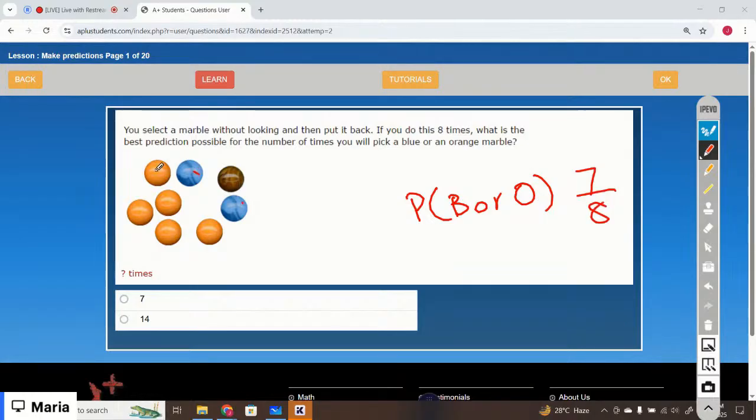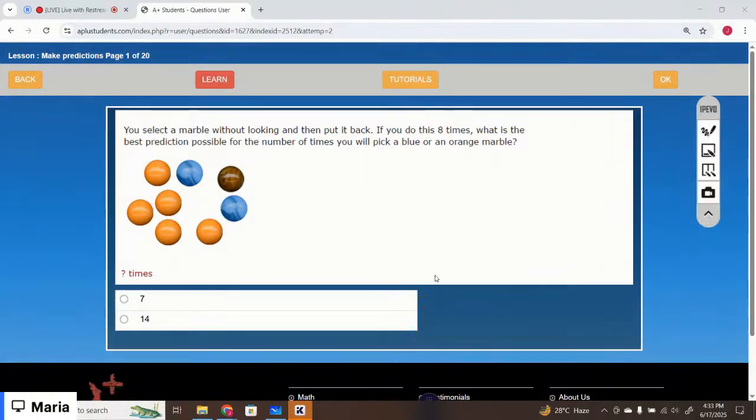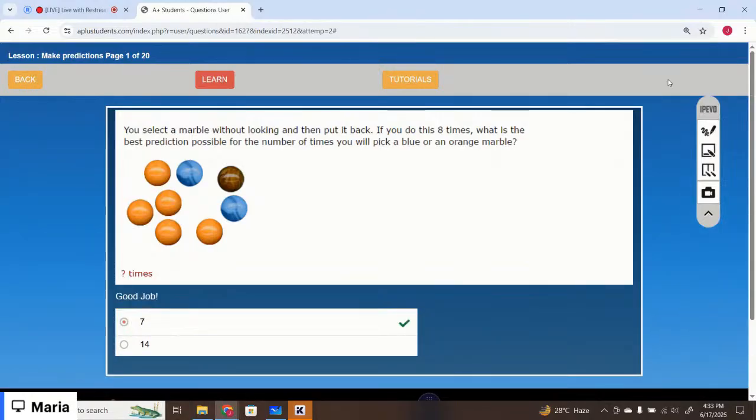You can see 1, 2, 3, 4, 5, 6, 7 of 10 are orange. Now you did that 8 times, 7 out of 8 times. So 8 and 8 cancel out, you are left with 7. That means out of the 8 times, 7 times will be orange marble. The correct option is the 7 option.